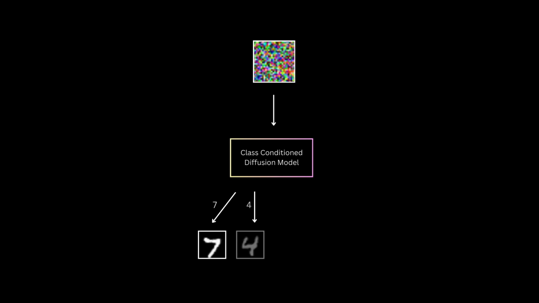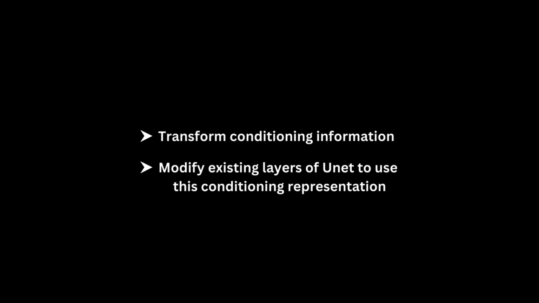Our objective is that when we are generating latent images from random noise, we want to have our diffusion model generate outputs that belong to the class that we have provided. We'll do this on the MNIST dataset and see how to condition it on the class label of digits. So for any conditioning, we really just need two things. First, transform the conditioning information to a representation that can be used by our diffusion model. And secondly, modify the layers of our UNet to actually make use of that representation.